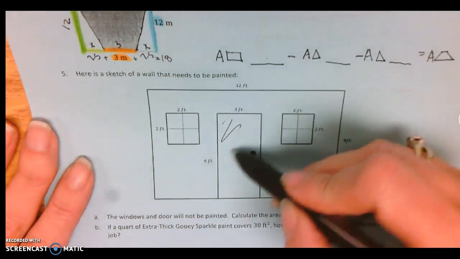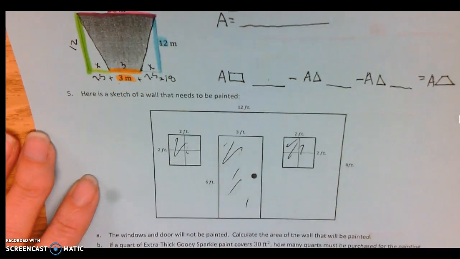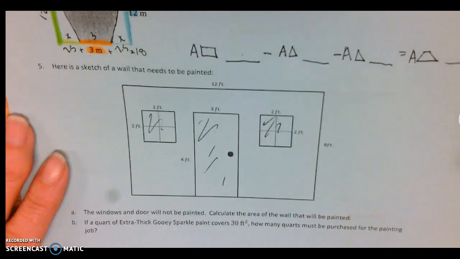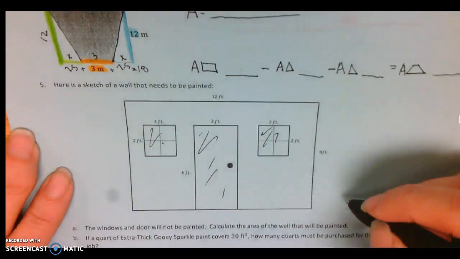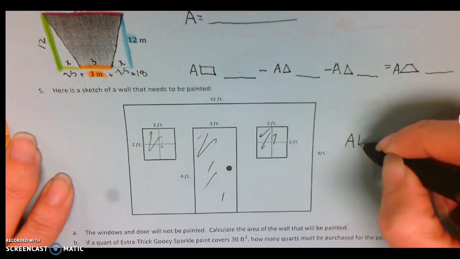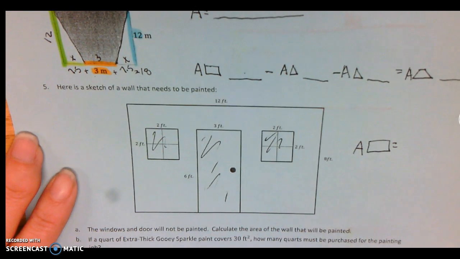So these pieces here do not need to be painted. So I need to take those out of my equation. So the first thing I need to do is find the area of the entire wall. So I would do the area of the big rectangle. You should be able to do that very easily.